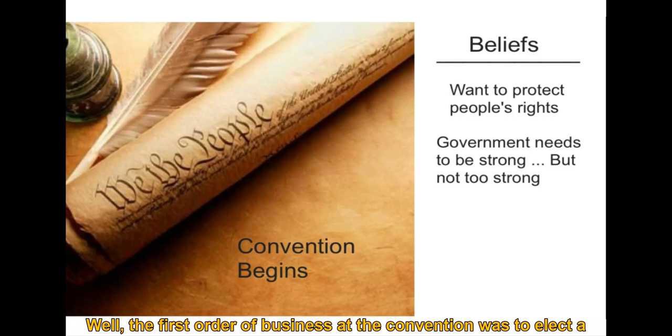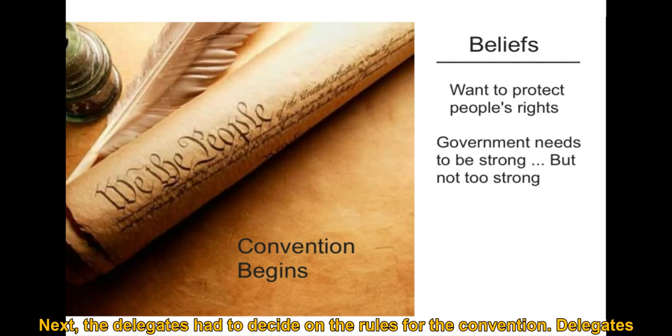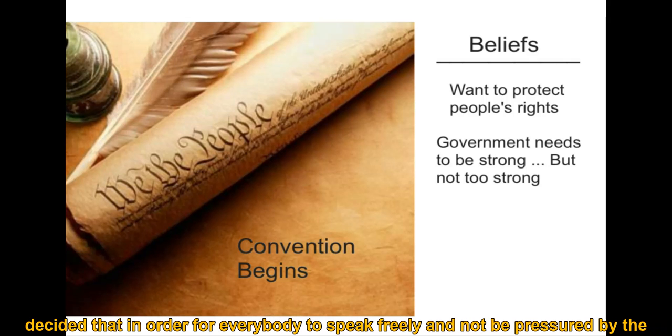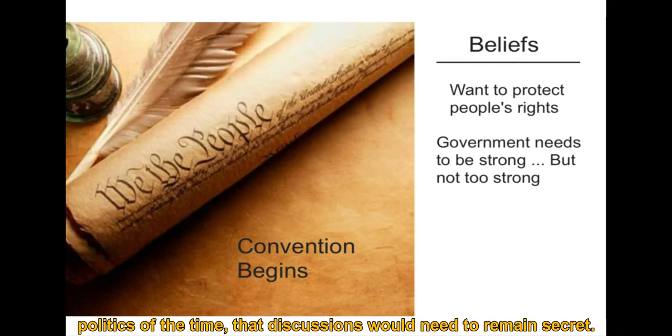Well, the first order of business at the convention was to elect a president, and there was no question who they were going to choose. Every single delegate voted for George Washington. Next, the delegates had to decide on the rules for the convention. Delegates decided that in order for everybody to speak freely and not be pressured by the politics of the time, discussions would need to remain secret.